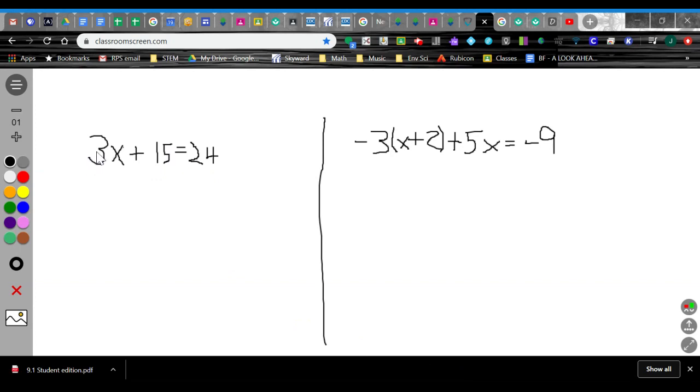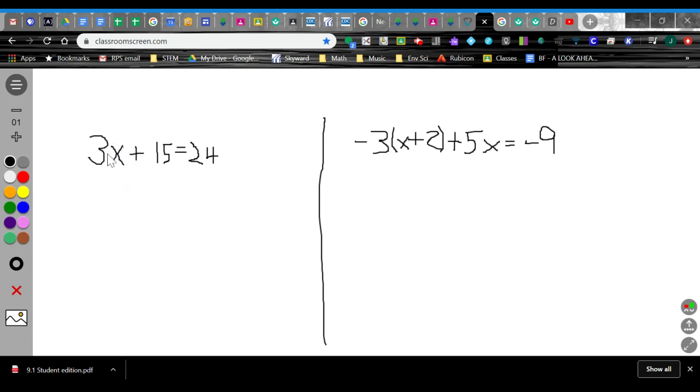So the first equation is 3x plus 15 equals 24. So we want to know what x is. Now, we don't know what x is. We know that when you take x and you multiply it by 3, then you add 15 to it, you get 24. So we need to find x.